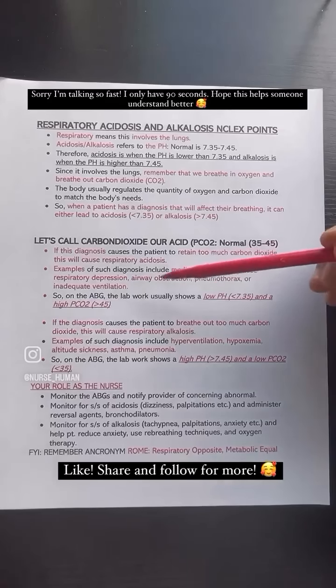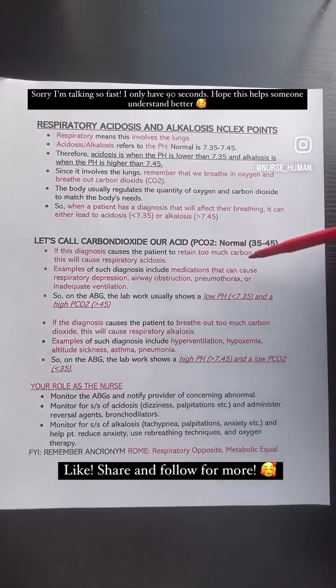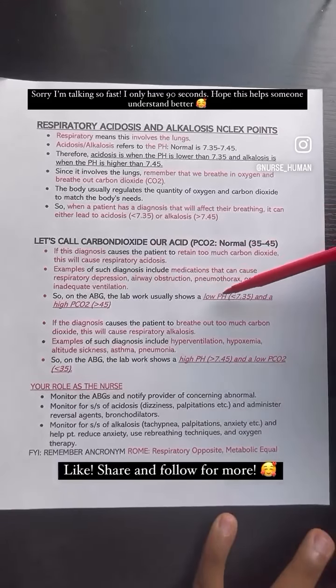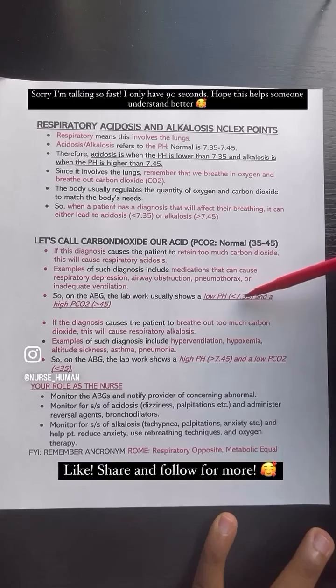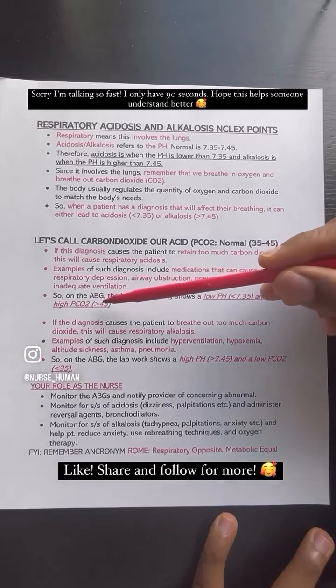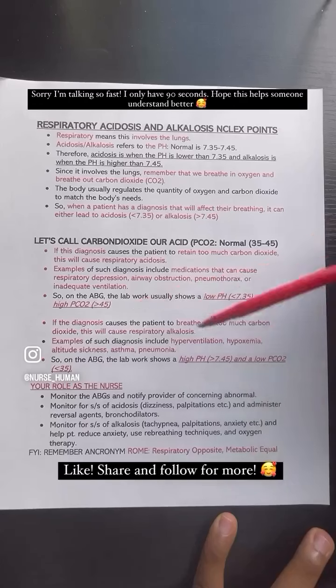And some of the things that can cause that can be medications that cause respiratory depression. And so on the ABG, the lab work will usually show a low pH due to acidosis and a high PCO2 due to retaining too much carbon dioxide.